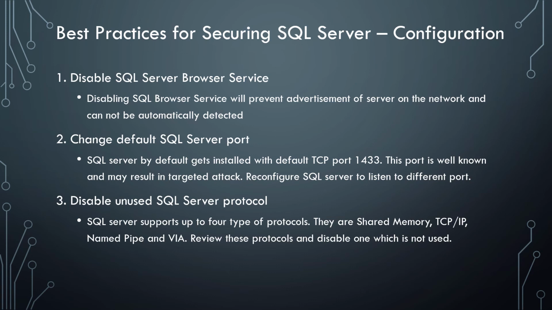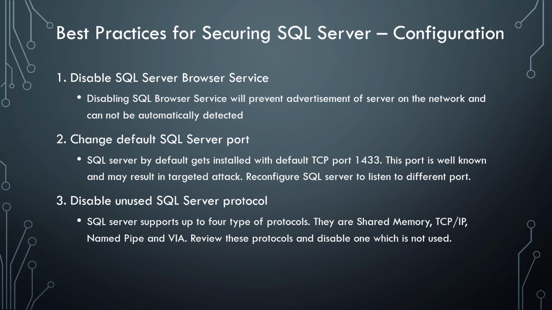Next, SQL Server by default gets installed with a default TCP port of 1433. This port is well known and may be exploited by an attacker. SQL Server should be reconfigured to listen on a different port. In addition, SQL Server provides additional services, for example, Reporting Services, Integration Services, or Analysis Services. All these services' default ports should be changed to a totally different port, which is not very obvious.